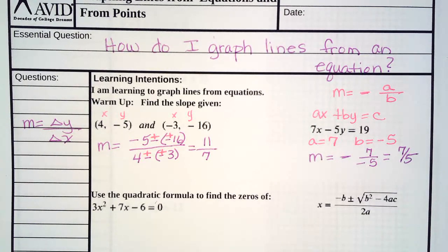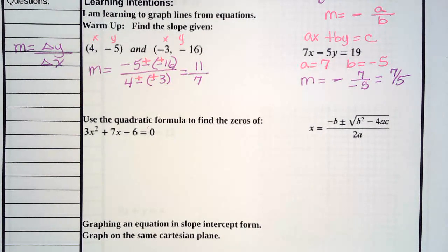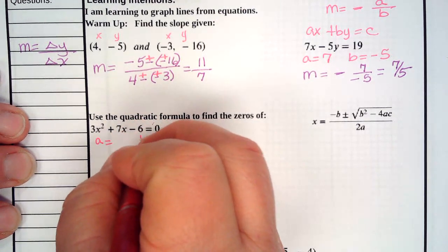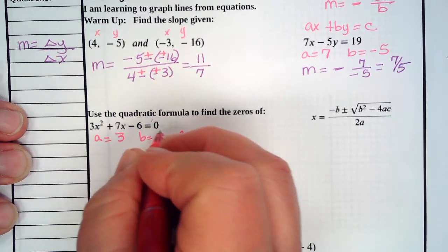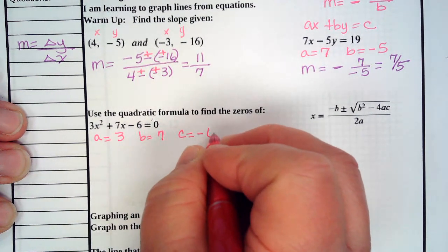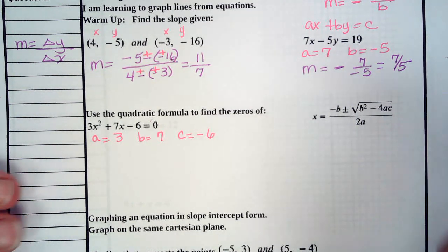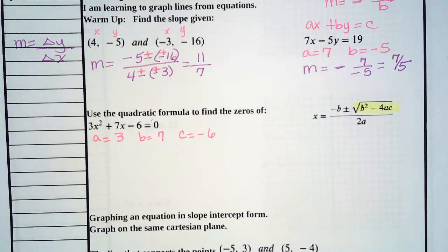Were you able to use the quadratic formula successfully? First step is to identify what? Identify A, B, and C. A is 3, B is 7, and C is -6. Now we find what? We find our discriminant, and we take the square root of our discriminant.